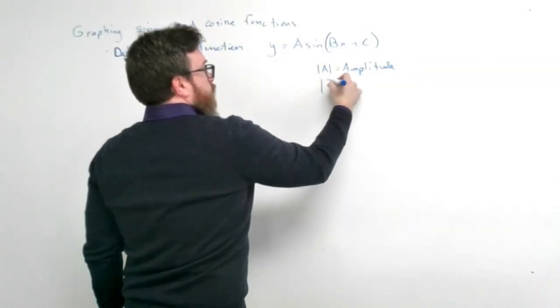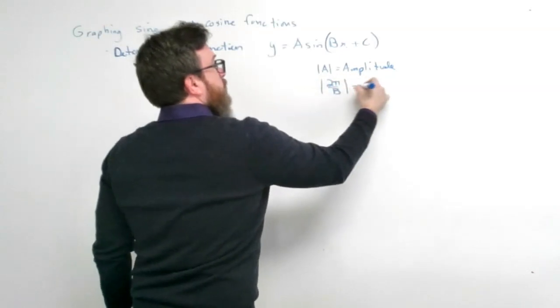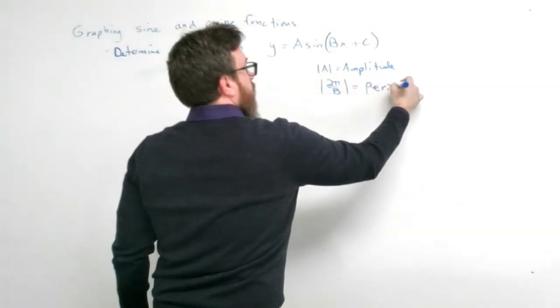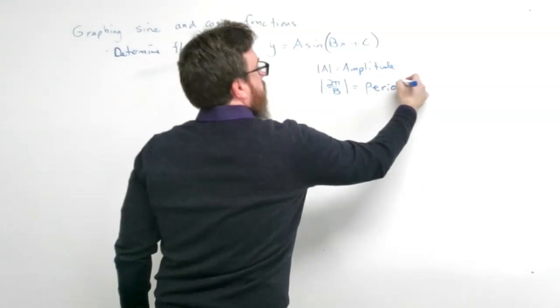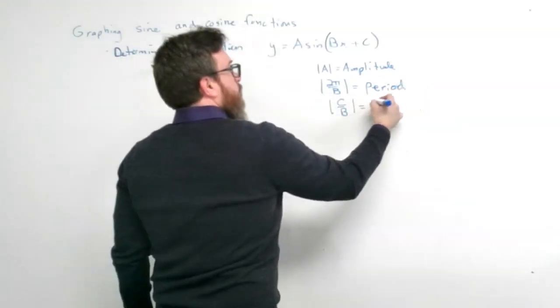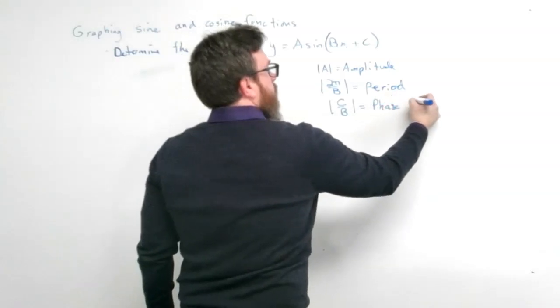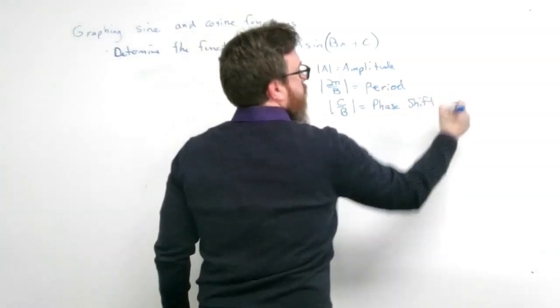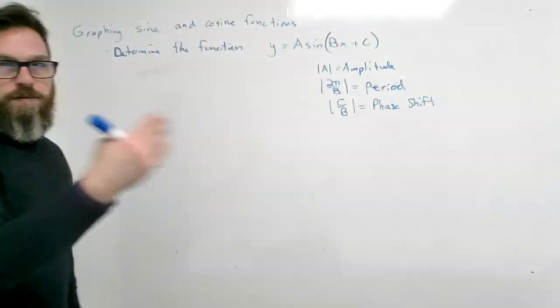The absolute value of 2 pi over B is going to be equal to your period. Again, usually B's tend to be positive. And then the absolute value of C over B is going to be your phase shift. And what we mean by a phase shift is just your horizontal shift, how far it's shifted left and right.